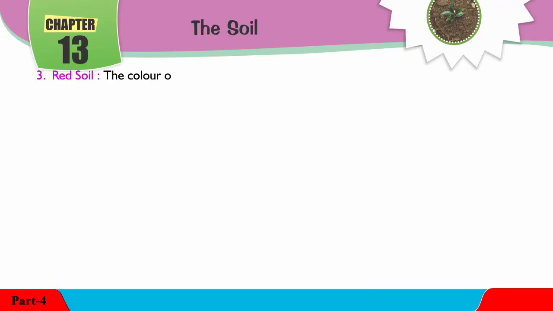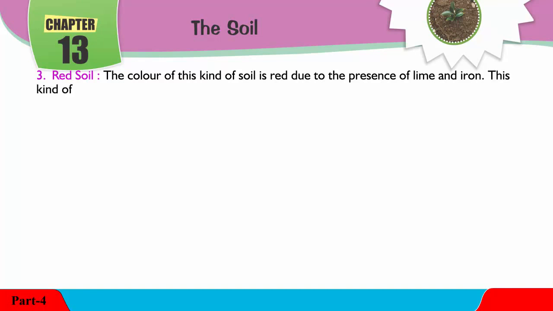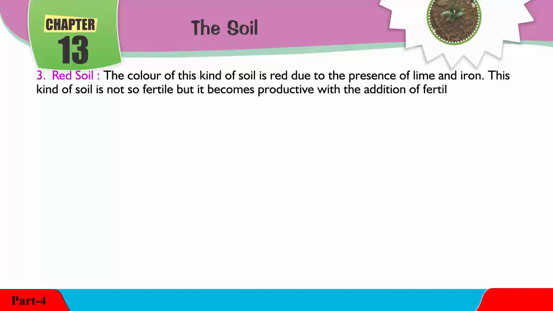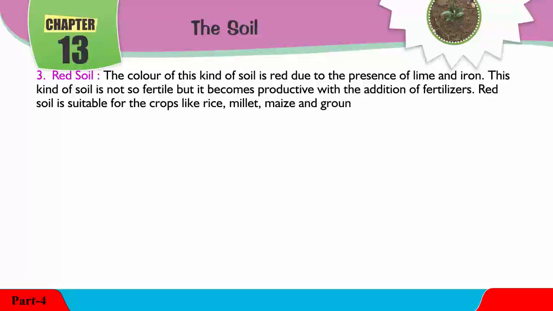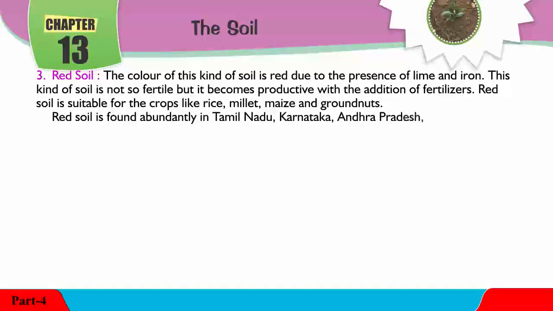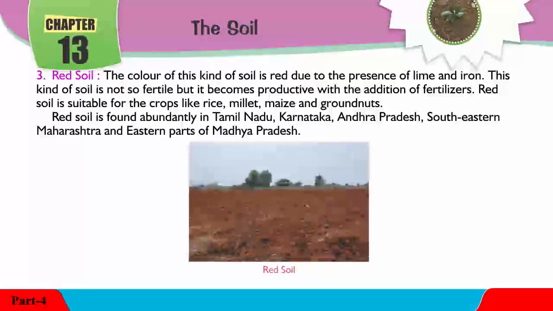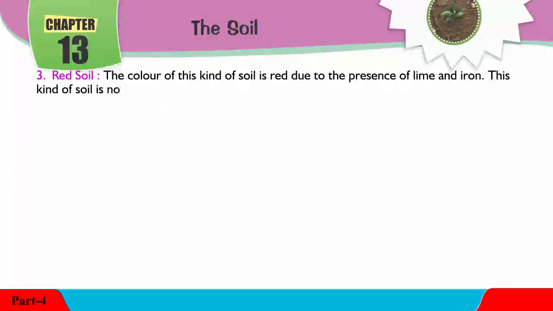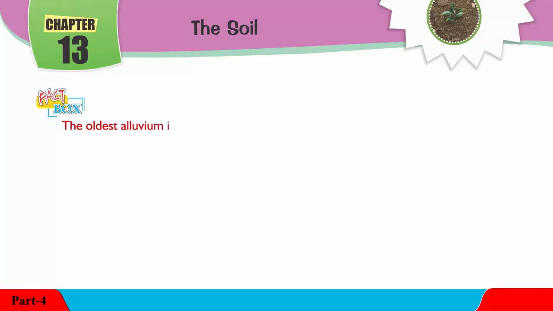3. Red soil. The color of this kind of soil is red due to the presence of lime and iron. This kind of soil is not so fertile, but it becomes productive with the addition of fertilizers. Red soil is suitable for crops like rice, millet, maize, and groundnuts. Red soil is found abundantly in Tamil Nadu, Karnataka, Andhra Pradesh, southeastern Maharashtra, and eastern parts of Madhya Pradesh. Red soil. Fact box. The oldest alluvium is called Bhangar and the younger alluvium is called Khadar.